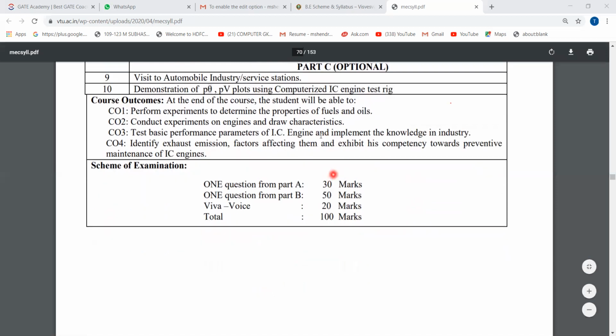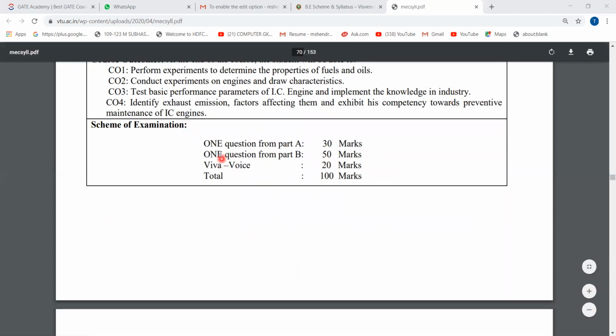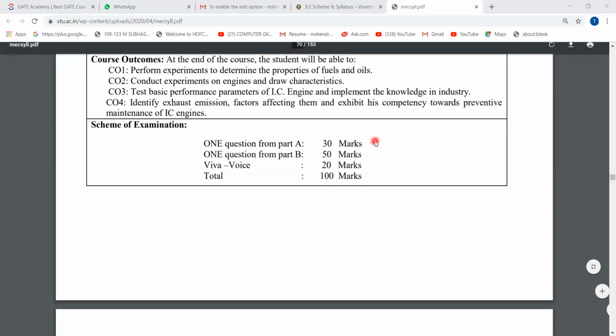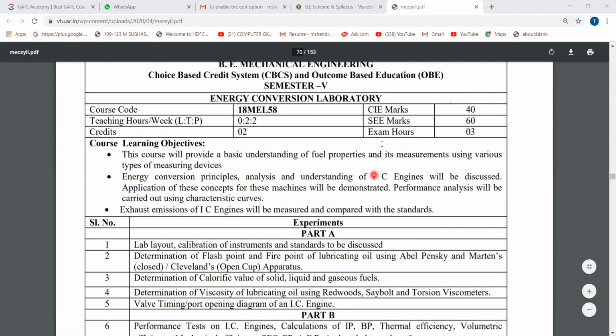So this is all about the syllabus or the course content. Now we'll see the scheme of examination, which is exclusively for the external examination. One question is from part A for 30 marks, and one question is from part B for 50 marks, which includes the write-up part as well as the calculation part. Next is viva voce, so the total is 100 marks. This 100 marks will be converted out of 60 marks while finalizing the grade.